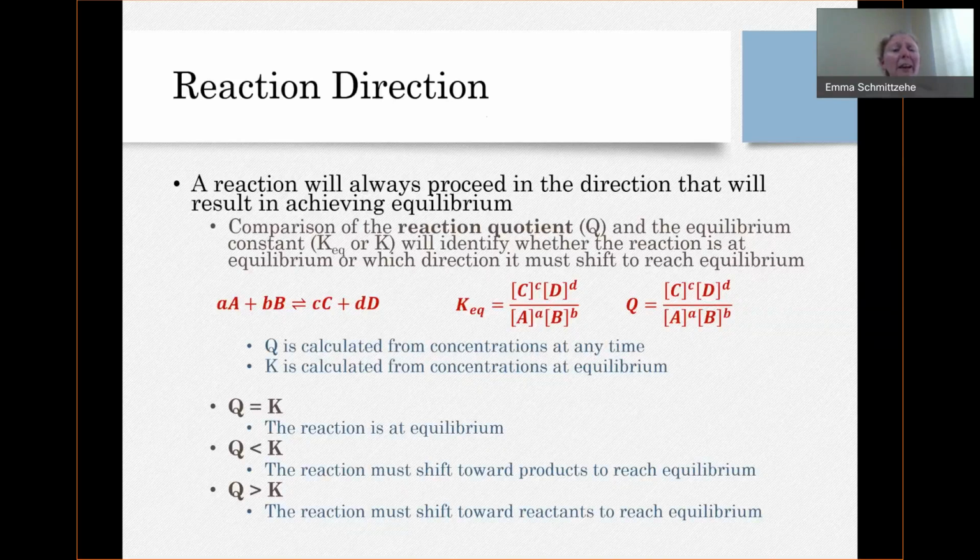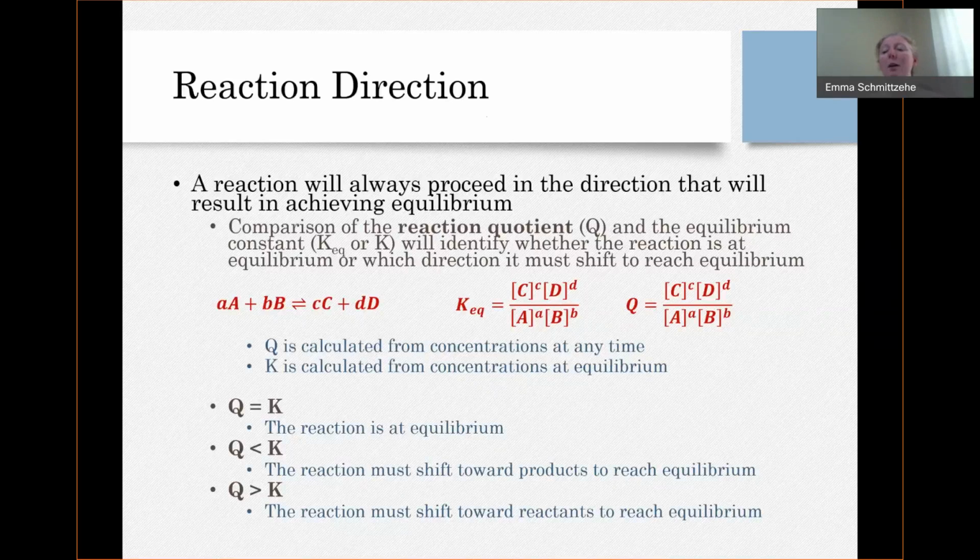But if Q is greater than K at that instant, then the reaction is going to want to shift towards reactants because that is going to reduce that Q value. And it'll do that until the Q is equal to the K, okay? Until it reaches equilibrium. So you can actually predict which way a reaction is going to go if you know how much stuff you have at a certain point and you know the equilibrium constant of the reaction.